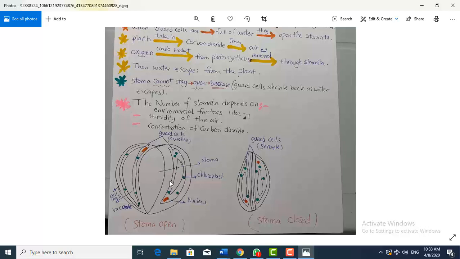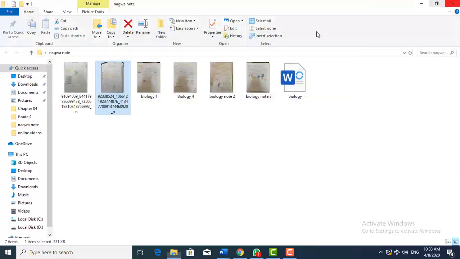Here is a simple drawing of the stomata when it's open. Here are the guard cells, which are swollen and filled with water. This is the cell wall, this is the vacuole, this is the nucleus, and this is the chloroplast, which contains the green pigment called chlorophyll. And this is where the guard cells shrank and closed. So this is the stomata closed.